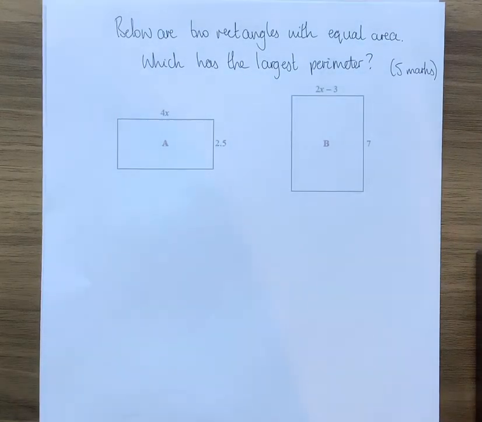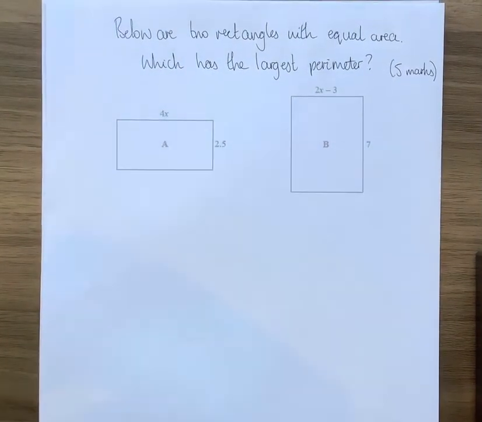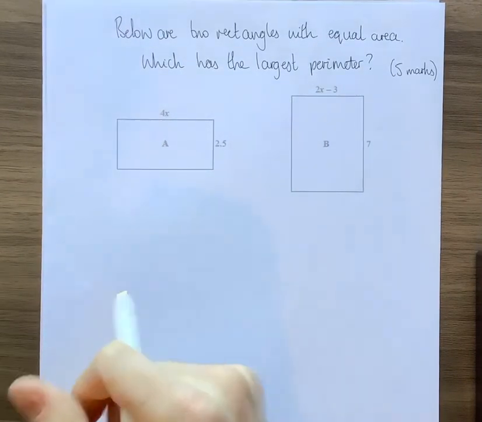Okay, so another 5-mark question here. We're going to go through it and model the answer for you. So I suggest you write down notes and write down my modelling. Then I'm going to give you one to try on your own, and then we'll mark it together.